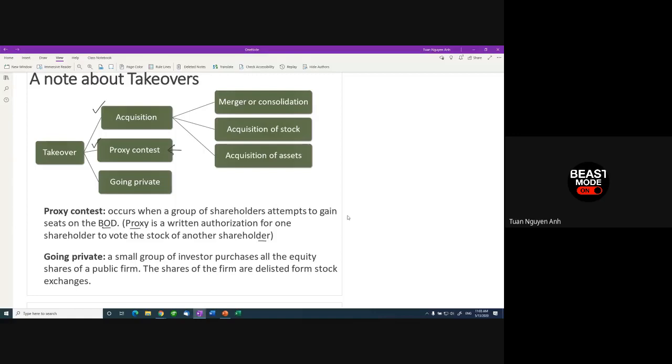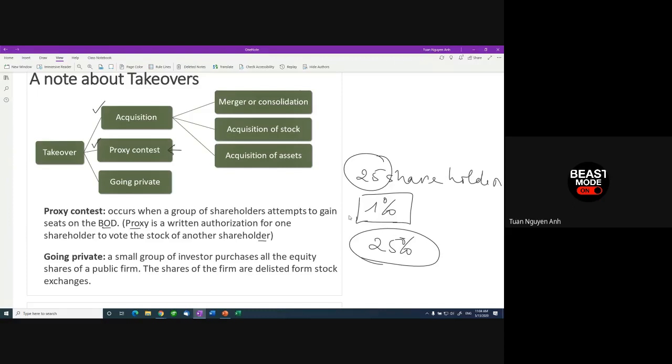If you are a group of small shareholders, for example, 25 shareholders and each one has 1%. So in total, you have 25%. It's much, much bigger in the voting right. So now, instead of individually going to vote for something, you are using the proxy to authorize one person of all of these 25 shareholders to vote for the 25%, and the voting right is much, much higher. So that is the proxy contest.